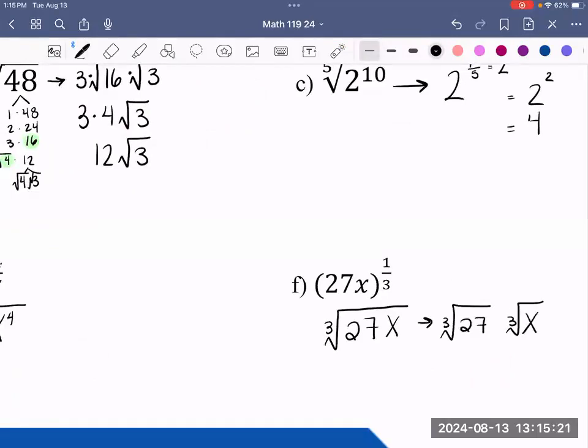Well, what is the cubed root of 27? What number times itself 3 times is 27? Well, that number is going to be 3. And the cubed root of x has to remain because it's not able to be simplified further.